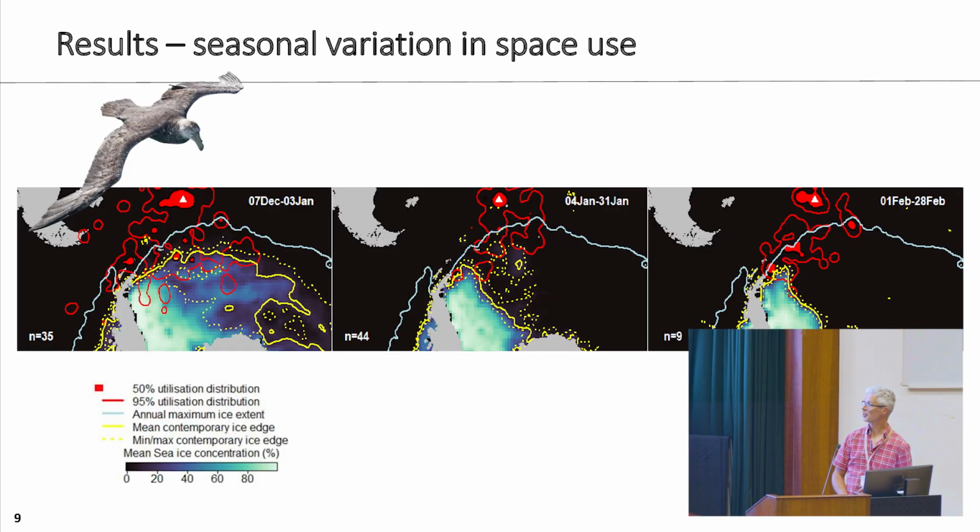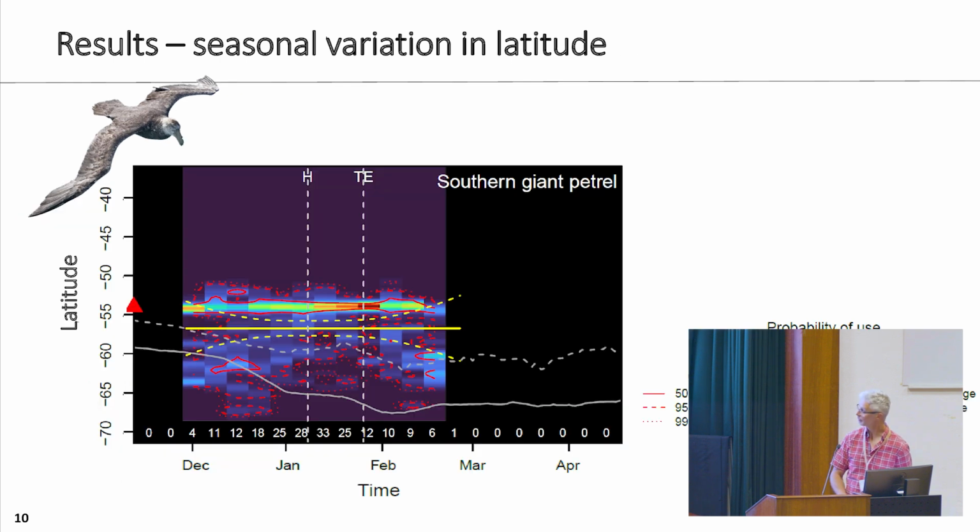Contrast that with southern giant petrels. They go down into the ice-covered area when it's ice-covered early in the season. And again, if we look at their latitudinal variation, they're spending most of their time near the colony, but an intercept-only straight-line model best describes their distribution over the season.